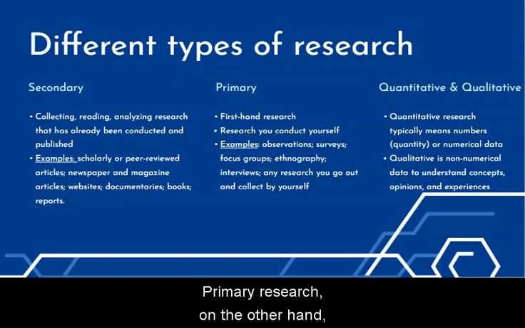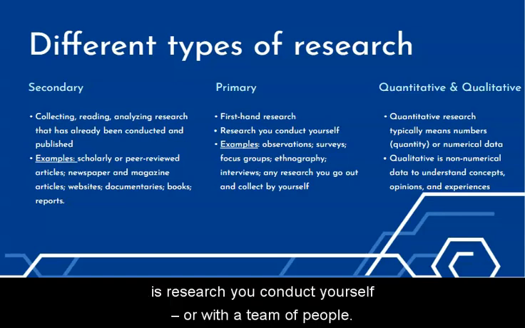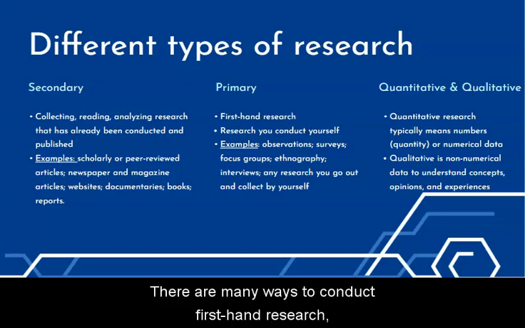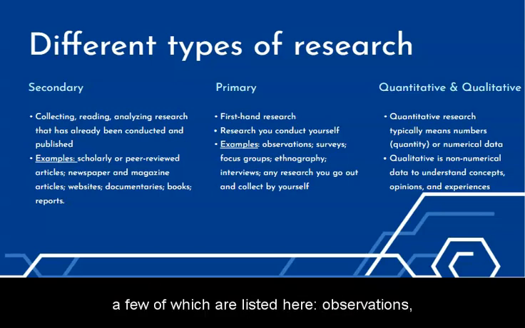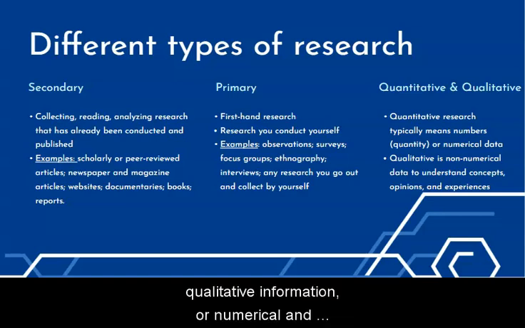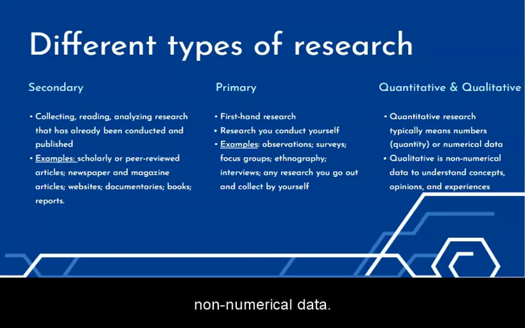Primary research, on the other hand, is research you conduct yourself or with a team of people. There are many ways to conduct first-hand research, a few of which are listed here: observations, surveys, focus groups, and of course, interviews. Both types of research can share quantitative and qualitative information, or numerical and non-numerical data.